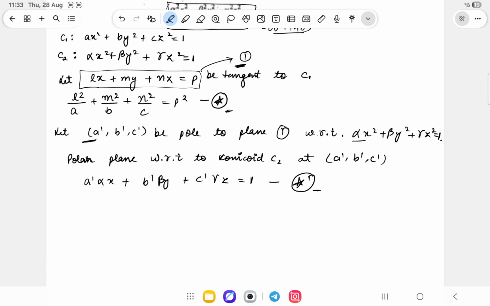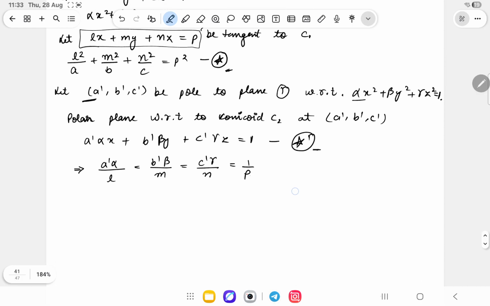And if that's the case, then the direction ratios of their normals must be proportional to each other. So using that relation, I'll get a dash alpha by L must equal b dash beta by m, and that must equal c dash gamma by n, which will equal 1 by p. So from here I can get the values of L, m and n. L will be p a dash alpha, m will be p b dash beta, and n will be p c dash gamma.